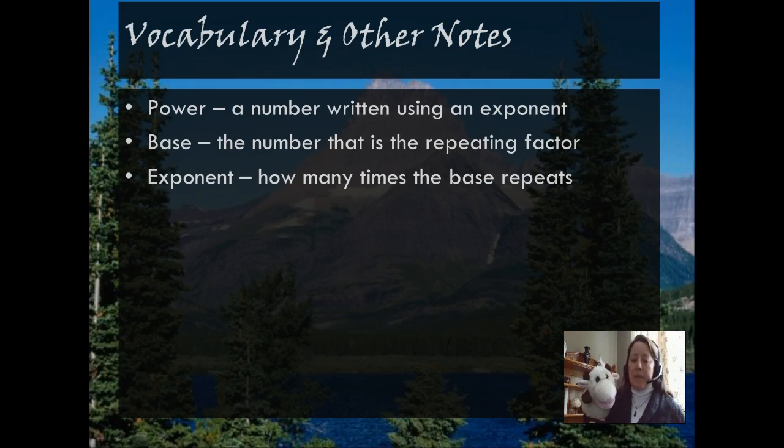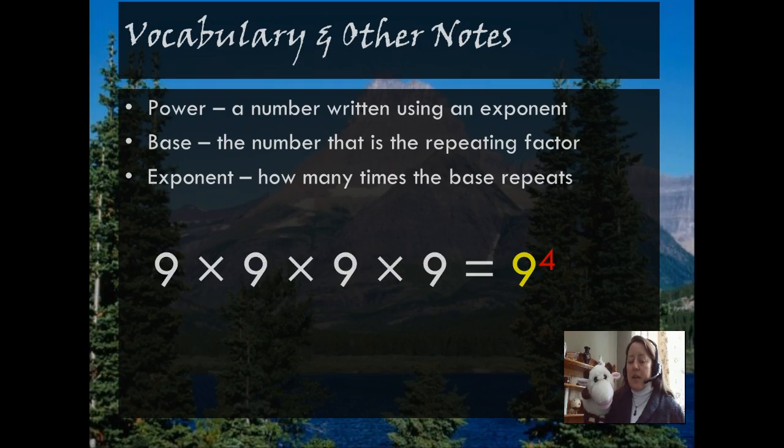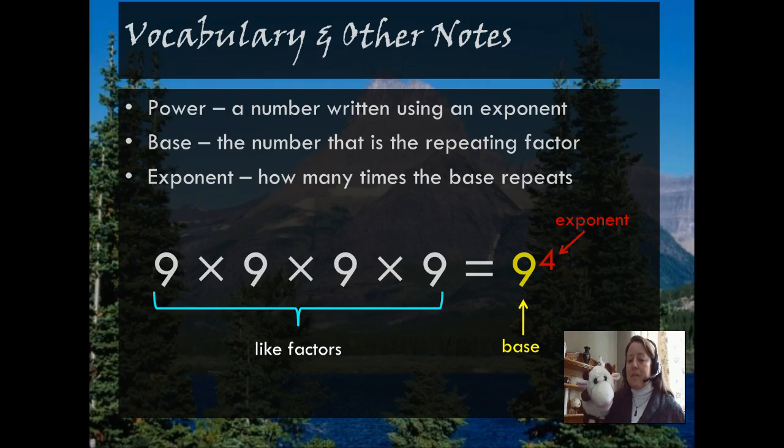Let's look at an example. The 9 is multiplied by itself 4 times. 9 is the like factor, and it becomes the base, the number that repeats. It repeats 4 times, and that becomes the exponent, 9 to the 4th power. Whenever we say a power, we read it 9 to the whatever number it is, power.